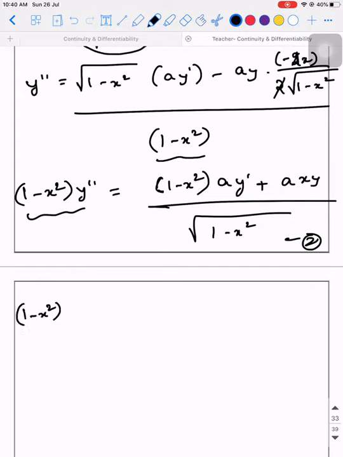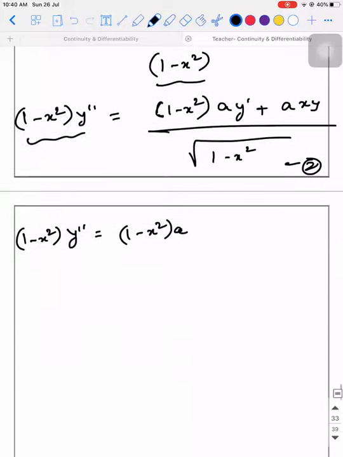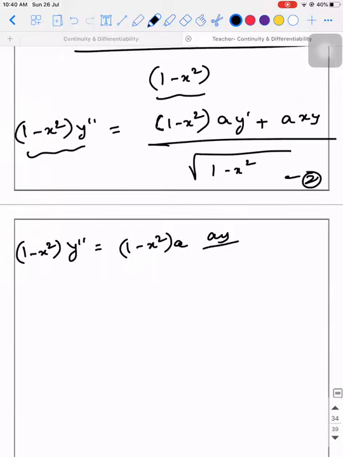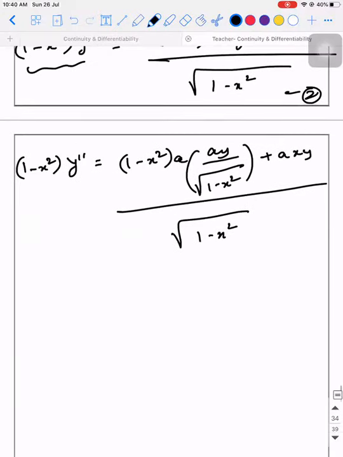So 1 minus x square into y double dash is equal to 1 minus x square into a. In the place of y dash, can I substitute ay by root of 1 minus x square? Can I do this? Plus axy divided by root of 1 minus x square. I hope it is clear. Yes, sir. Okay.